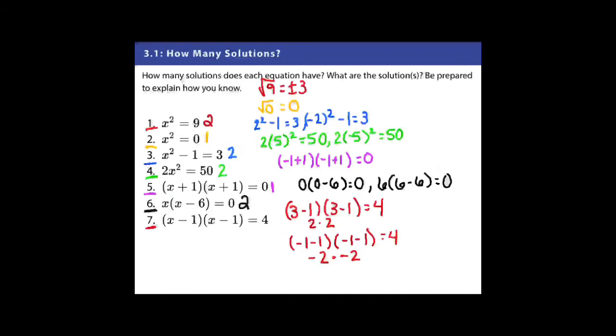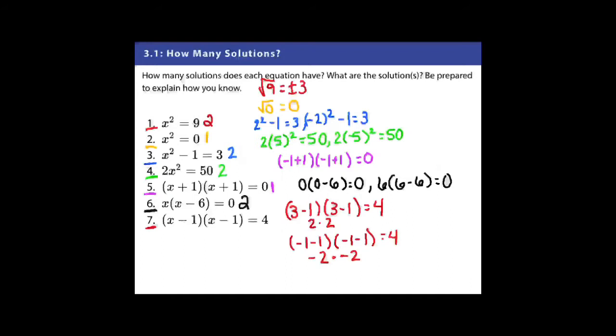So what squared equals 9? We could have positive or negative 3, because if we have a negative times a negative, it's still going to be positive. So then the next one in yellow, x squared equals 0. What squared equals 0? That would be 0, so there's one solution.